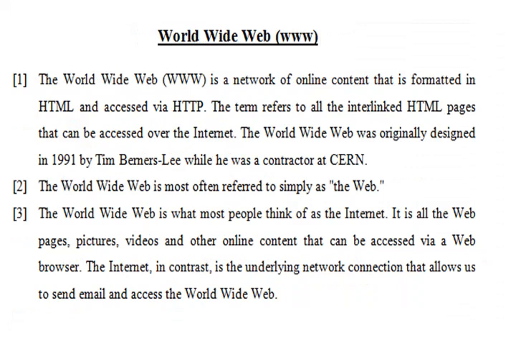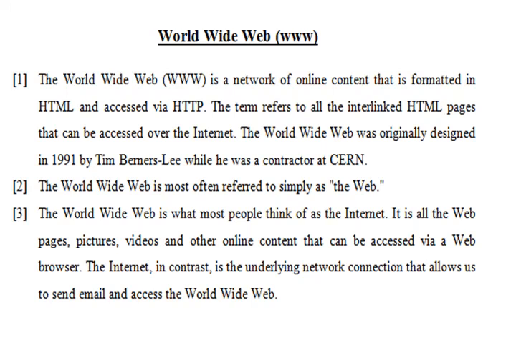The third topic is the World Wide Web, or WWW. So WWW is a network of online content that is formatted in HTML and accessed via HTTP. HTML is Hypertext Markup Language, and this is the language that is generally used for designing web pages and websites. The term refers to all the interlinked HTML pages that can be accessed over the internet. The World Wide Web was originally designed in the year 1991 by Tim Berners-Lee while he was a contractor at CERN.